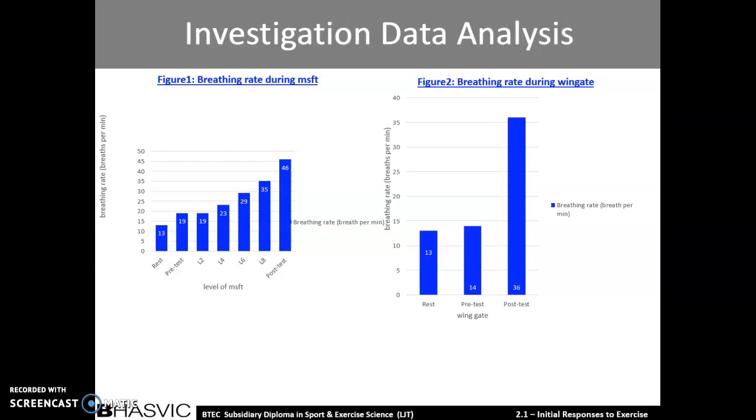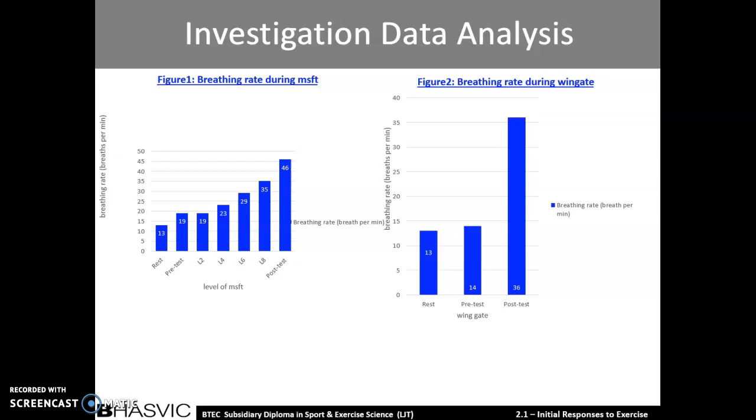However, there was a big increase from 13 to 46. This shows that the increase of blood flow needed more oxygen. This person was working sub-maximally and they could have worked harder from the results.